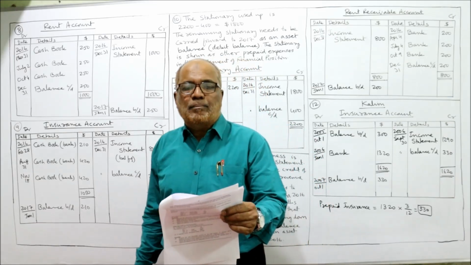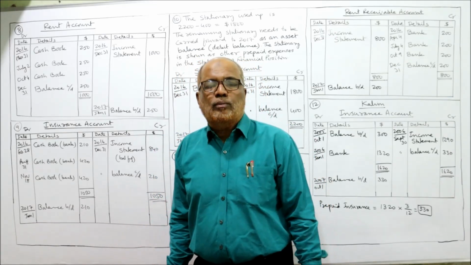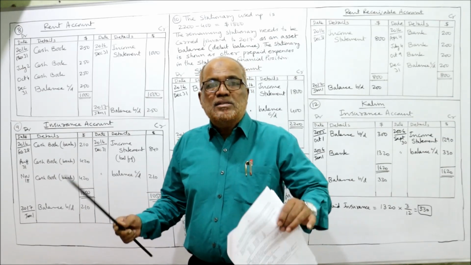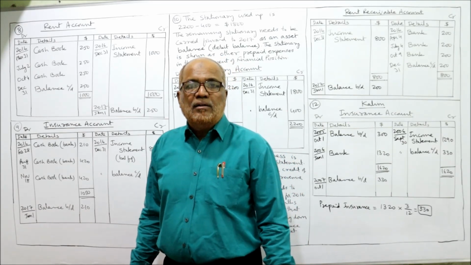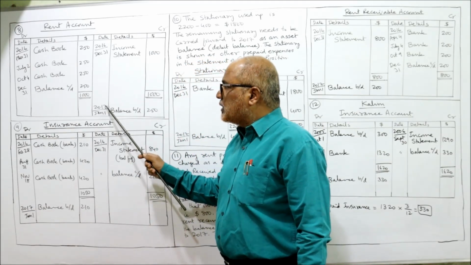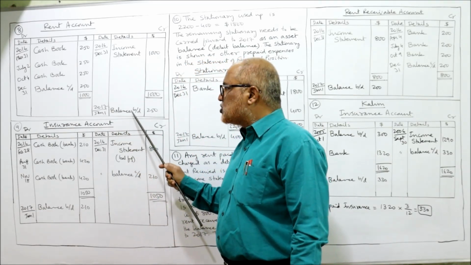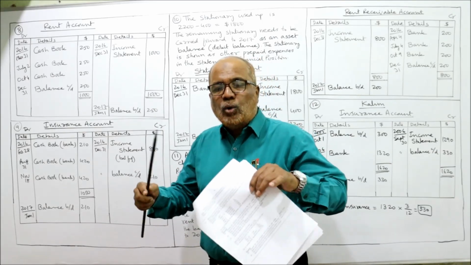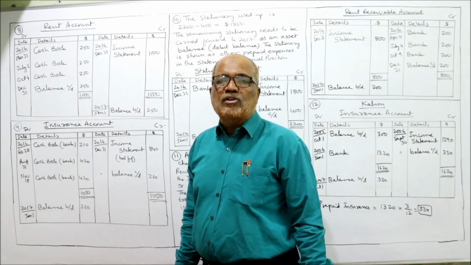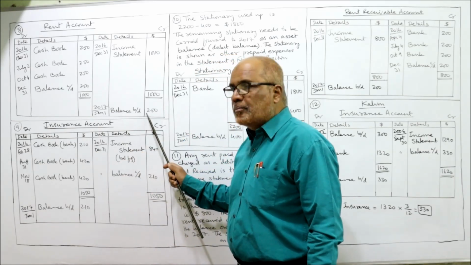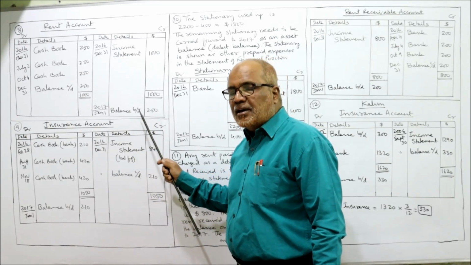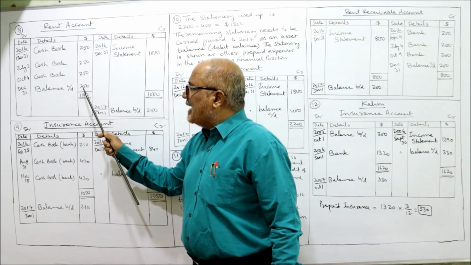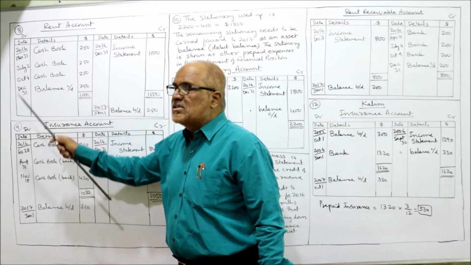Now on 31st December, $250 is due, but it is not paid. So it's a liability. It is rent owing. So we will take down here 2017 January 1st balance brought down $250. Rent owing is a liability, so it will show a credit balance. So credit side balance brought down, and when it is taken on the credit side brought down, the debit side is carried down. Balance carried down $250 on 31st December.